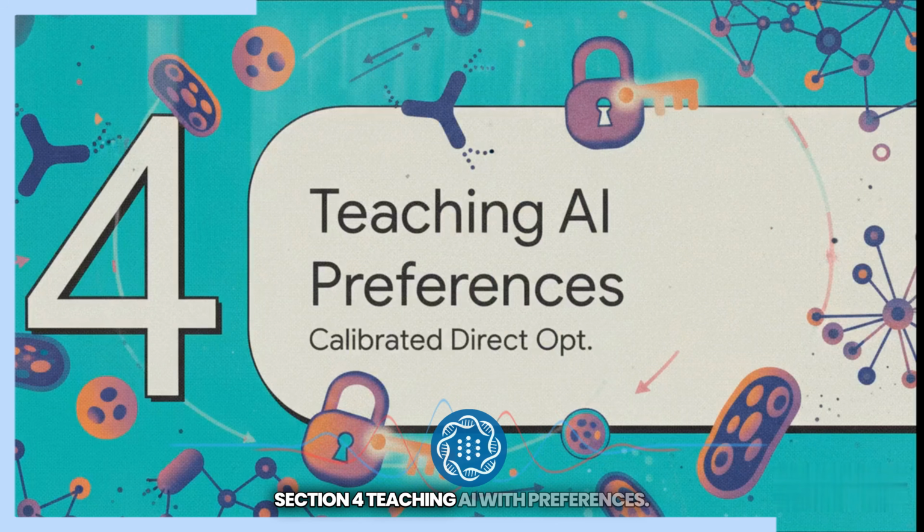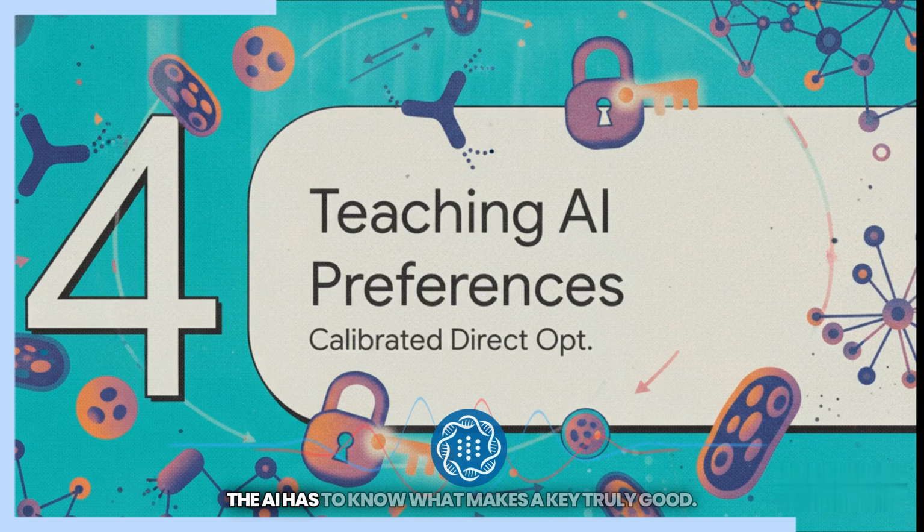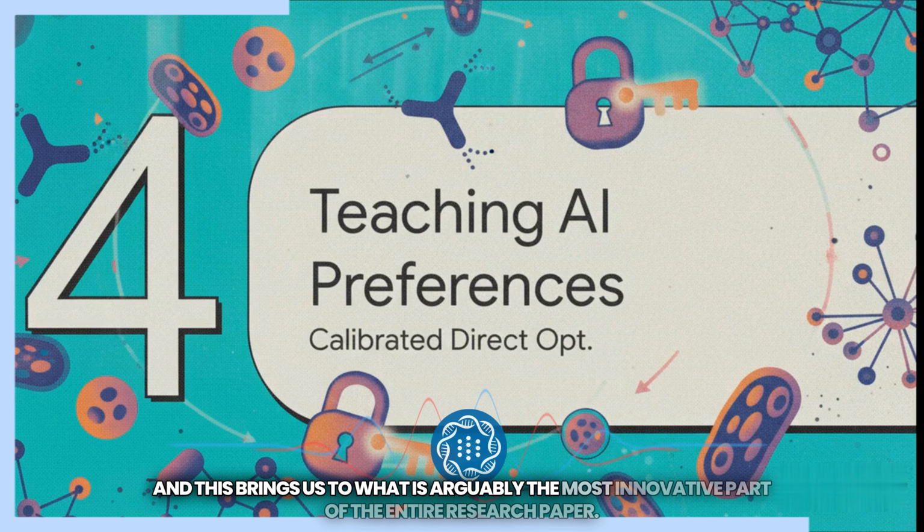Section 4. Teaching AI with preferences. But here's the catch. Knowing the shape of the lock just isn't enough. The AI has to know what makes a key truly good. And this brings us to what is arguably the most innovative part of the entire research paper.